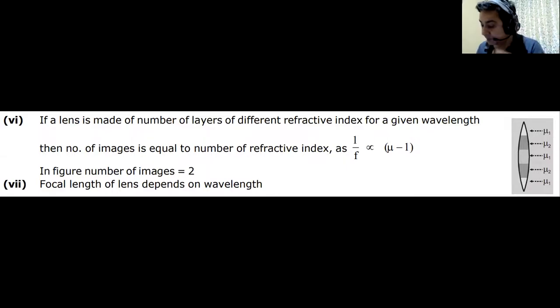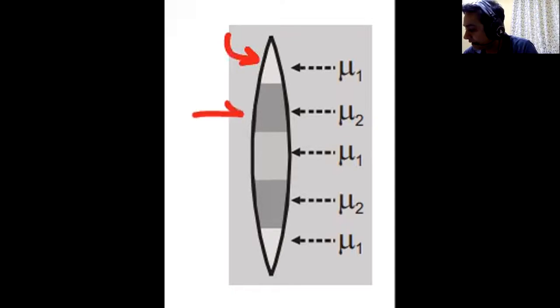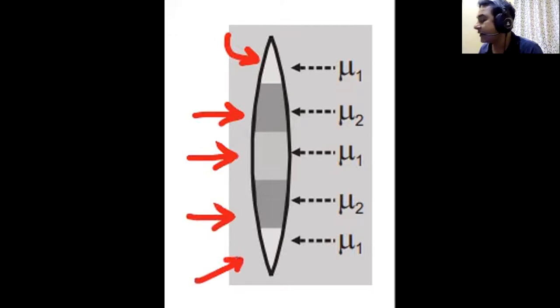The next part is simply how many images will be formed if I have a lens and I line it with different materials which are having different refractive index. I hope you can see this diagram, bacha. Yes, sir. What I have done here is I have a lens, but I have coated it with different materials. Here at the top, this glass has refractive index mu1. Then I have another glass or coating with refractive index mu2. Then the third part is having refractive index mu1. Fourth part is having refractive index mu2, and the fifth part is having refractive index mu1. So even though there are 5 parts, the refractive index only changes from 1 to 2, 1 to 2, and so on. Do we see this diagram?